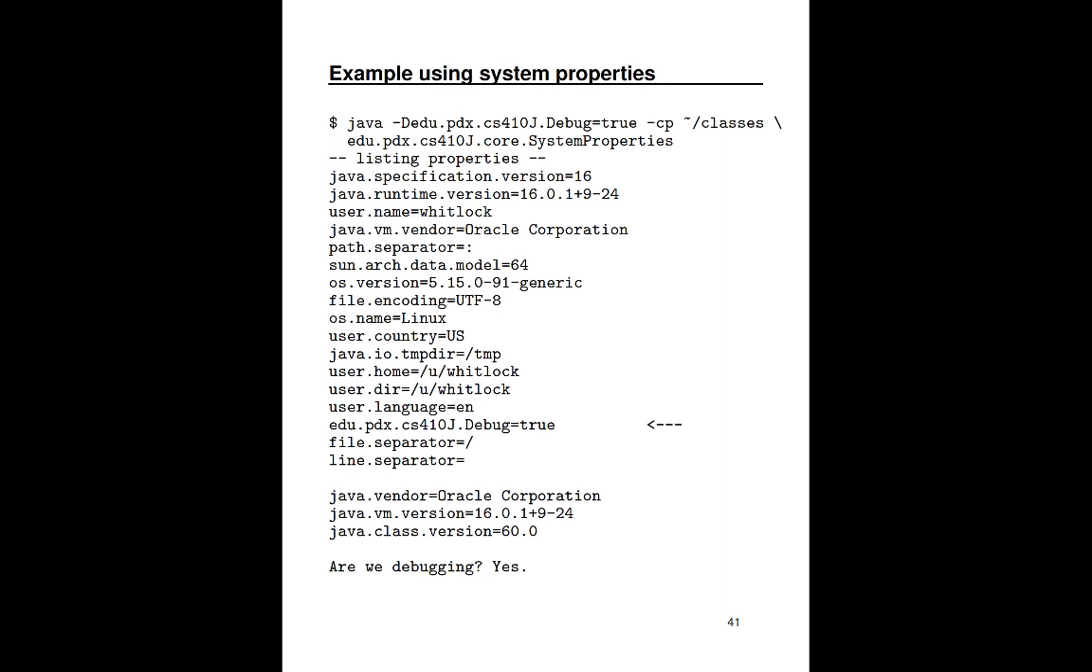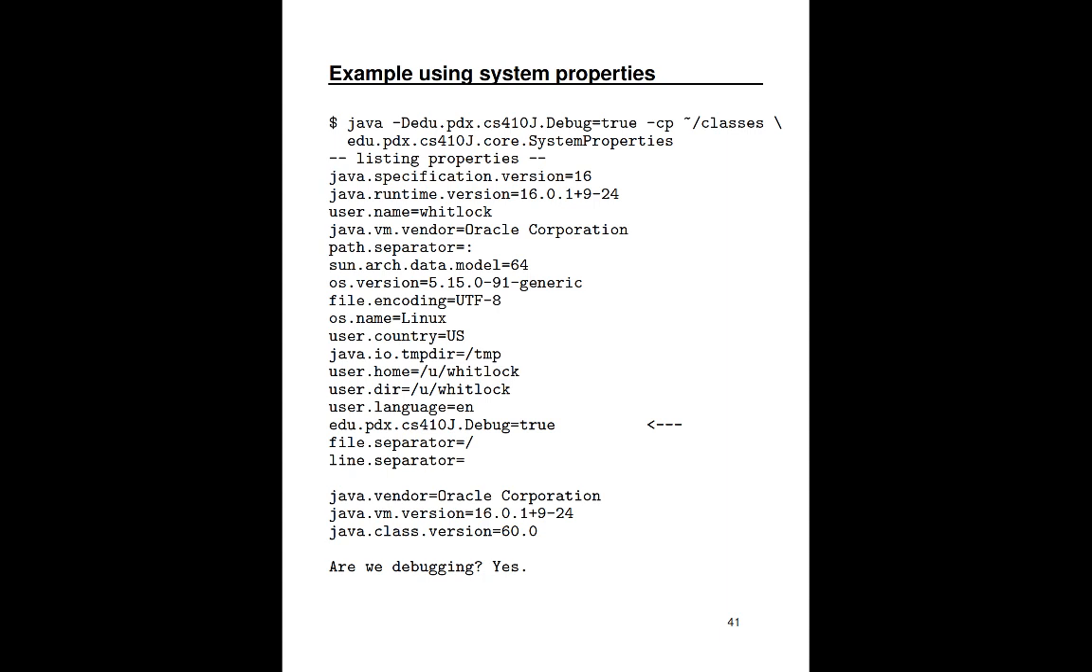So we see that it lists all of the system properties. And look at all the stuff that's there. You can get information about what version of Java you're running, the name of the user, who provided your JVM, what operating system you're running on, things like the home directory for the user or the directory in which it's currently being run. All sorts of great stuff.